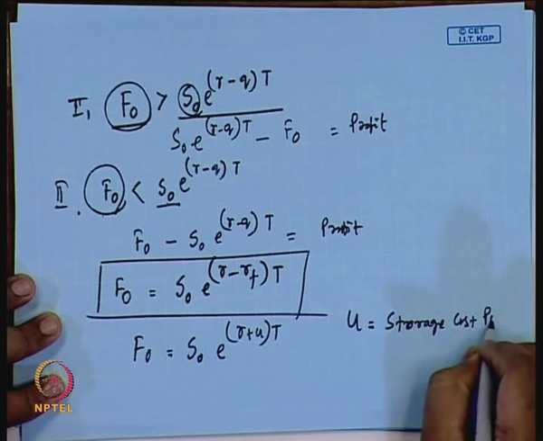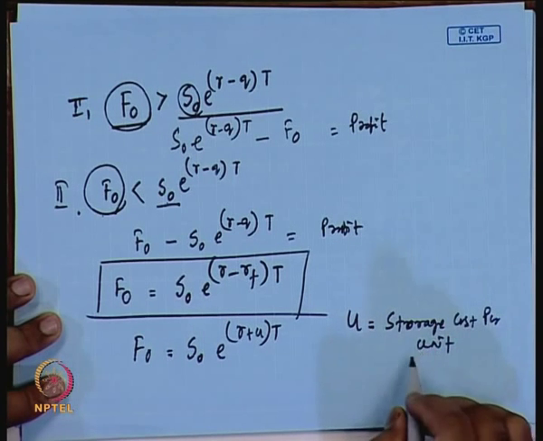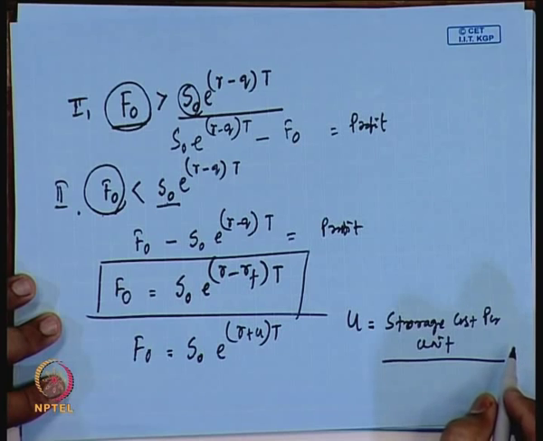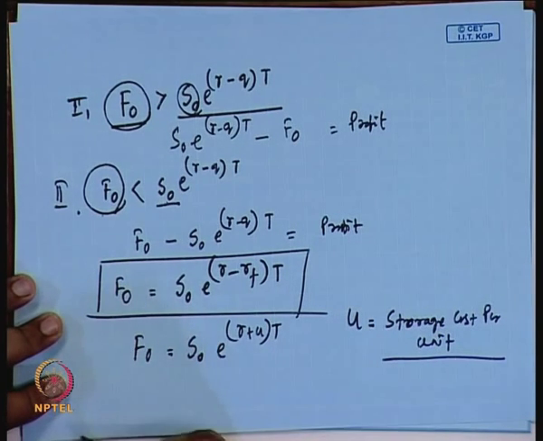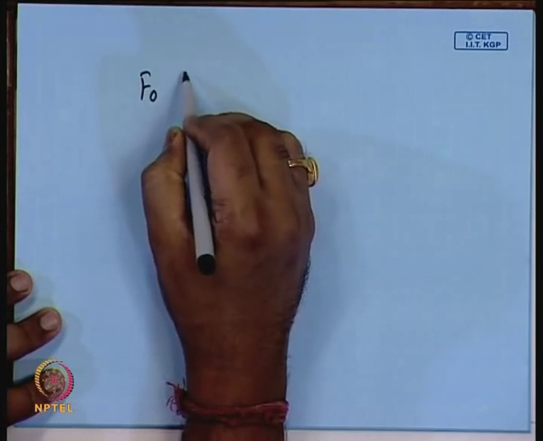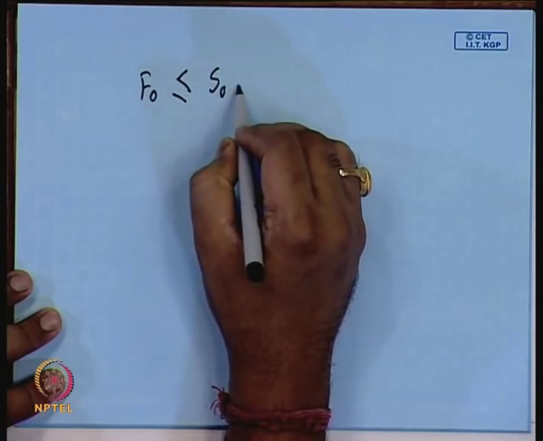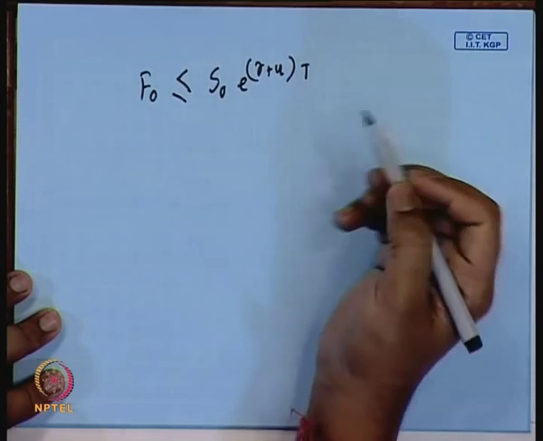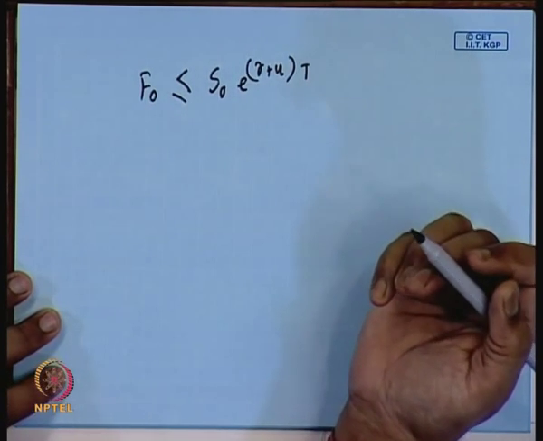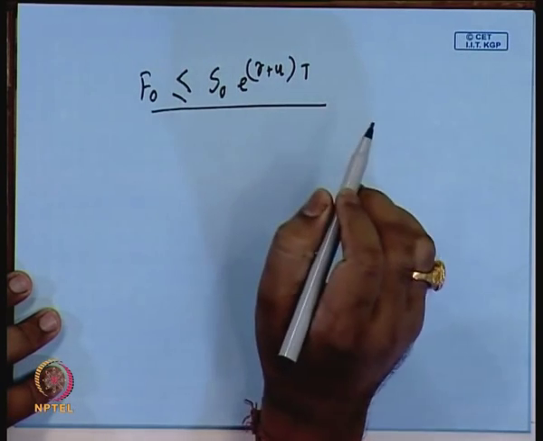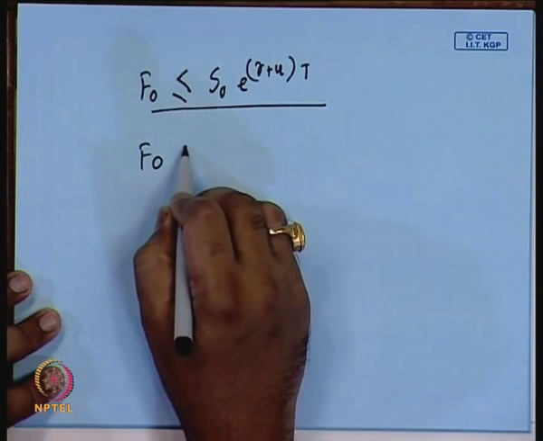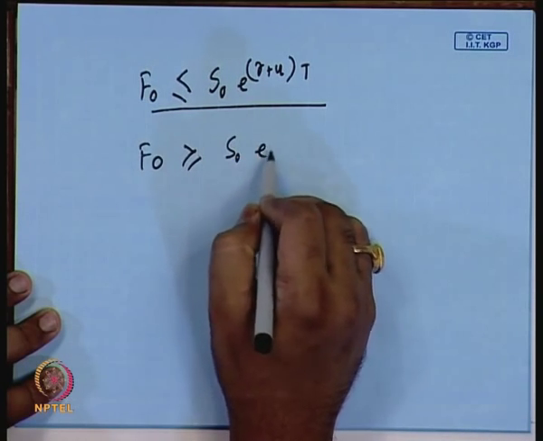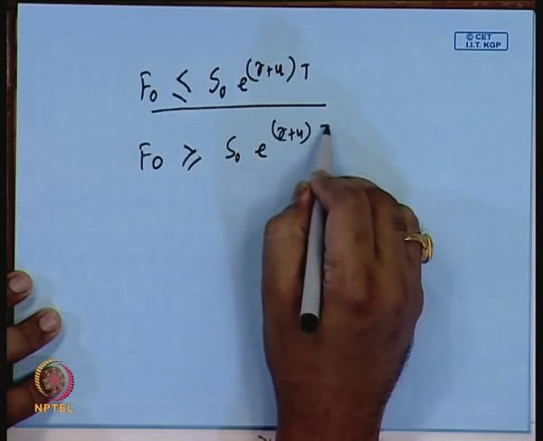Storage cost per unit. If this is your storage cost per unit, then in the same strategy you can apply the same way. We can say that if F0 is greater than or equal to S0 e to the power (r plus u) times T, then what kind of position should the investor take? And if F0 is greater than or equal to S0 e to the power (r plus u) times T.